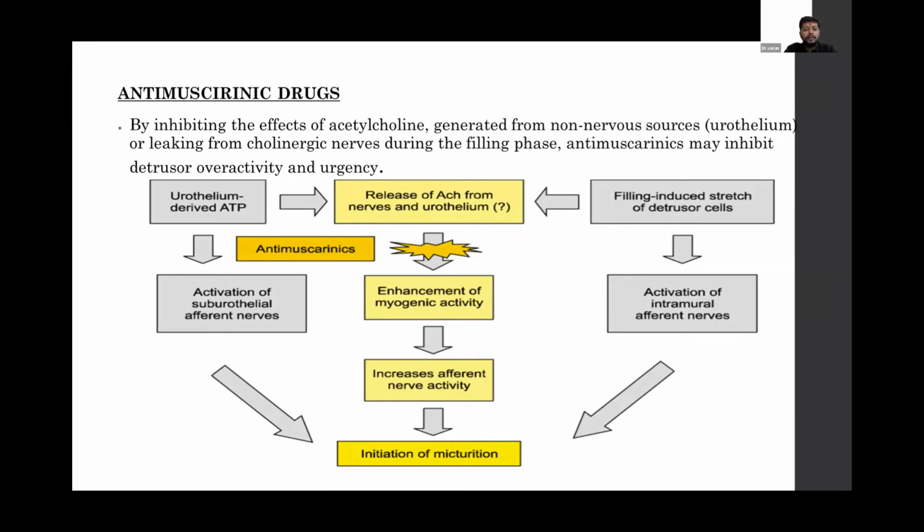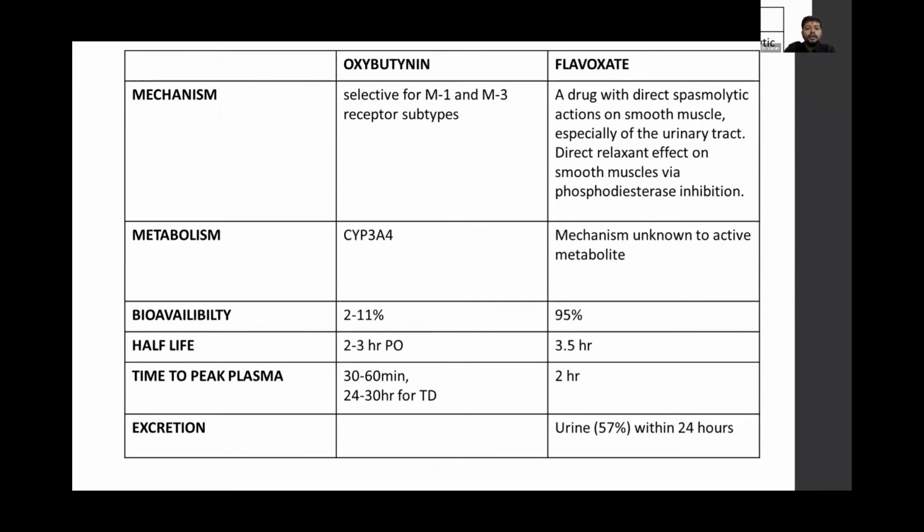The antimuscarinic may inhibit detrusor overactivity or urgency. So the release of acetylcholine from the nerve and the urothelium enhances the myogenic activity, increases the afferent nerve activity, and initiates micturition. So anticholinergic drugs inhibit the effect of acetylcholine, and their effect is at the anticholinergic side. The first ones are oxybutynin and flavoxate.